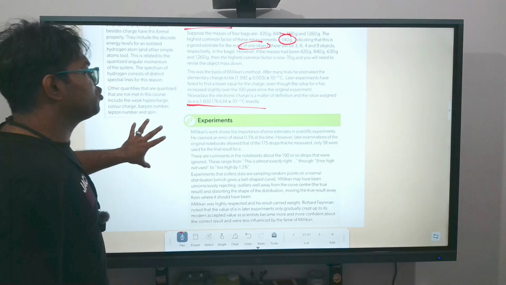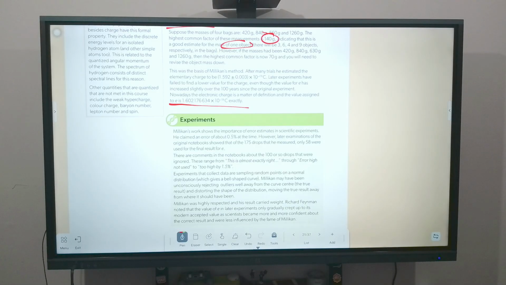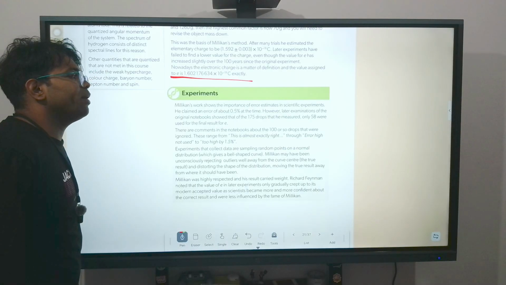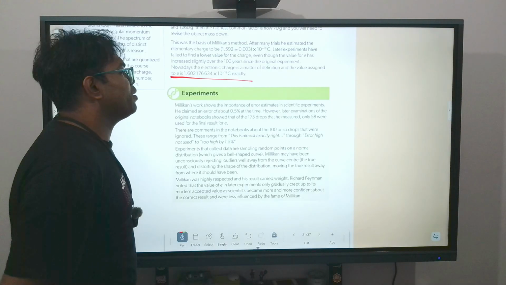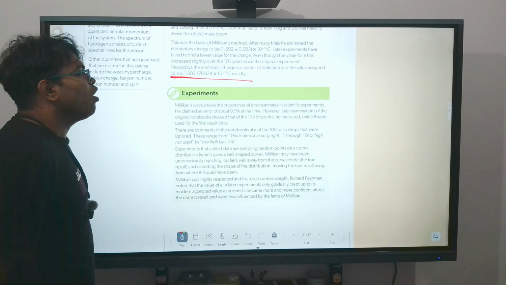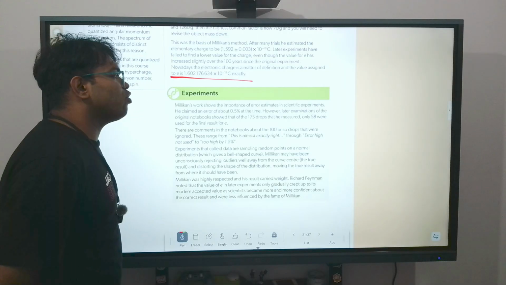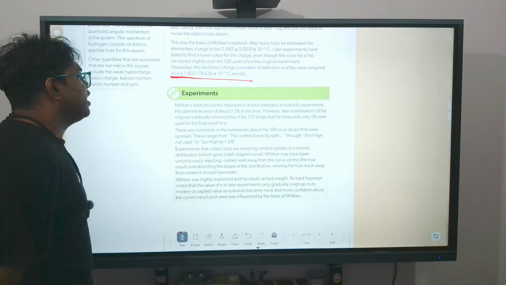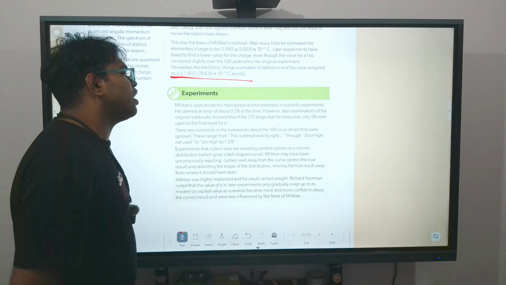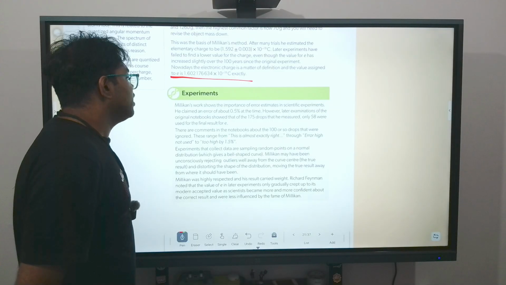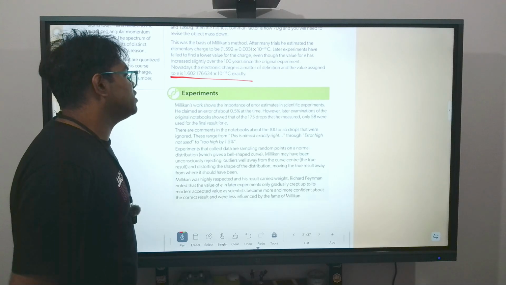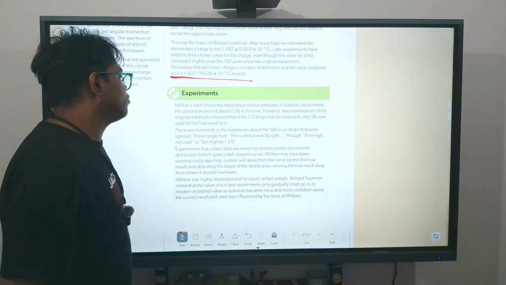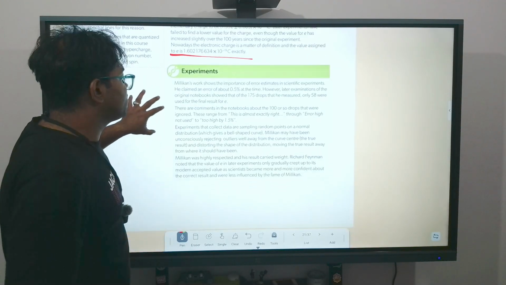Now, Millikan's work shows the importance of error estimation in scientific experiments. He claimed an error of about 0.5% at the time. However, later examination of the original notebook showed that of the 175 drops that he measured, only 58 were used for the final result of e. There are comments in the notebook about the 100 or so drops that were ignored. These range from "this is almost exactly right, though error high, not used" to "too high by 1.5%".